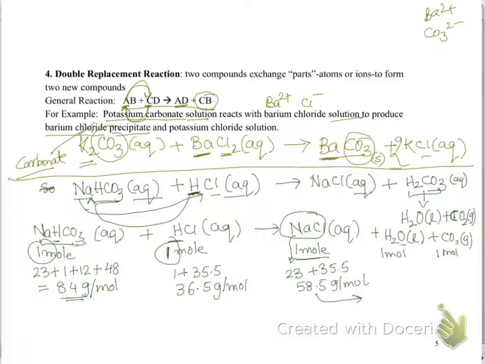This is called theoretical yield. What is theoretical yield? It is the maximum amount of the product that could be formed from the given amounts of reactants. That's the maximum. So, can you make more than 58.5? No. If you are making it, it means you are making some mistake.